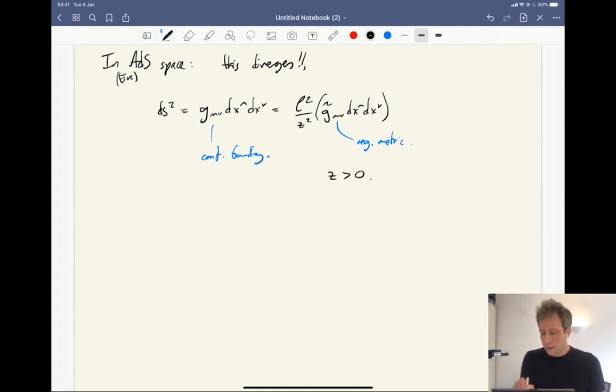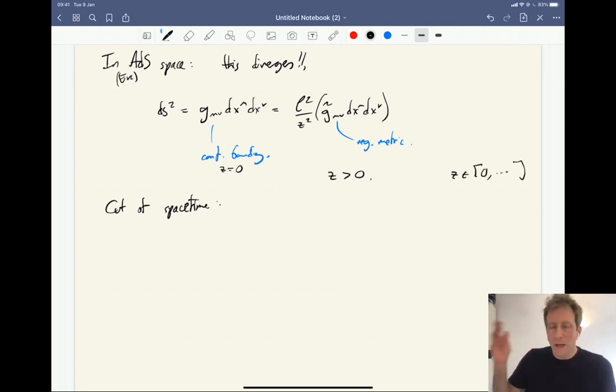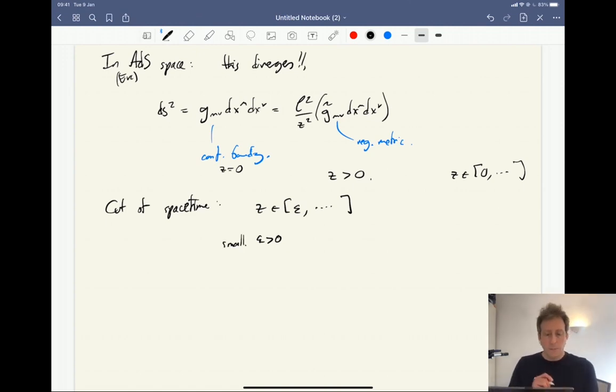z equals 0 is the conformal boundary. And what we do is we cut off the spacetime, so that instead of the full spacetime being in z from 0 up to whatever it goes up to, maybe a horizon or infinity, here we cut off the spacetime, we regulate it to go from epsilon only, where epsilon is some positive number, and then we'll take epsilon to 0, and so this regulates the path integral or the partition function.